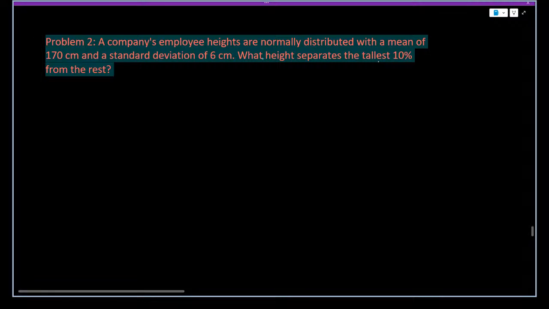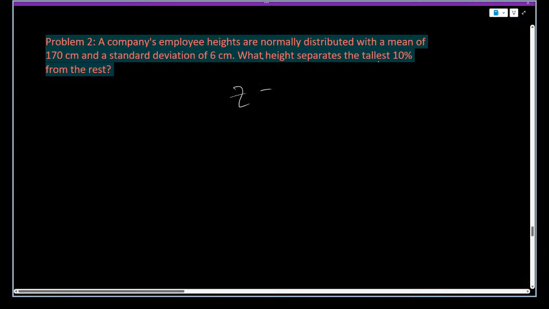This time you write z equal to x minus mu by sigma. What is mu given here? Mu is 170 and sigma how much? That is equal to 6. Clear? The value of sigma is given to be equal to 6.